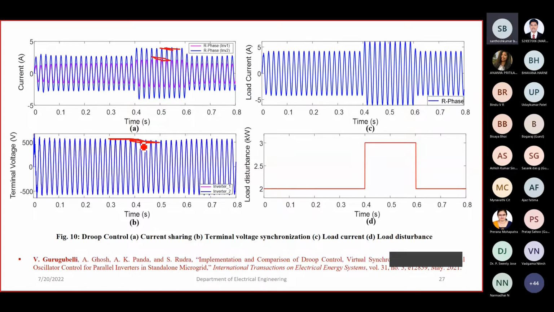At 0.4 seconds, I have increased the load, and you can see a small dip in the voltage. So if there is a change in the active power or reactive power, there is a change in the frequency and voltage accordingly. Here 10D shows the load disturbance, and you can see the current. When I change the load, the current is increased, and from this you can understand how the inverters are sharing properly.